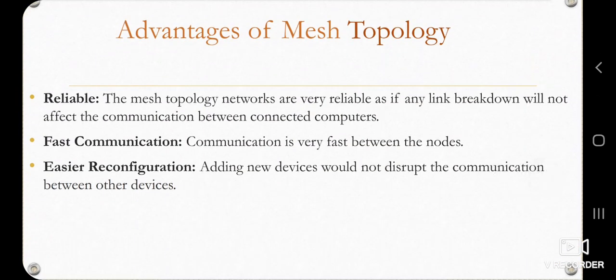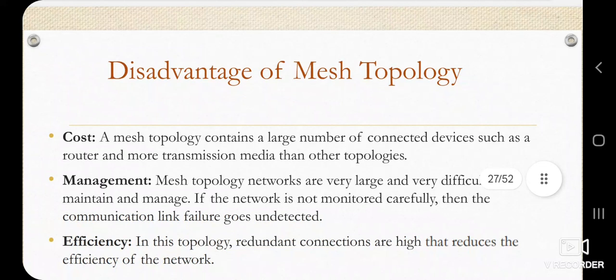Reliable. The mesh topology networks are very reliable, as any link breakdown will not affect the communication between the connected computers. Fast communication. Communication is very fast between the nodes. Easier reconfiguration. Adding new devices would not disturb the communication between other devices.